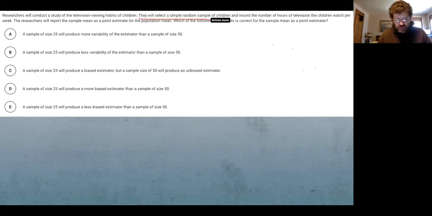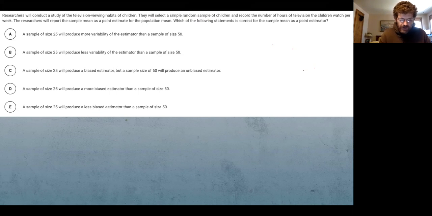Okay, so they're going to select a simple random sample of children and record the number of hours of television the children watch per week. The researchers will report the sample mean as a point estimate for the population mean. Which of the following statements is correct for the sample mean as a point estimator? So point estimator, just remember, we're estimating what a specific point is going to be, and that's going to be the population mean.